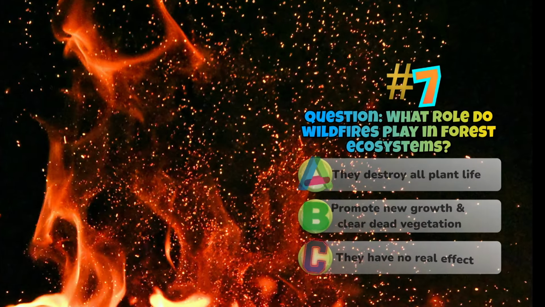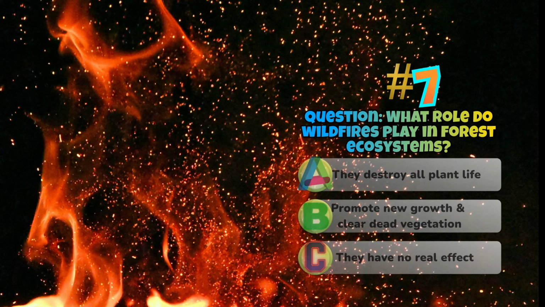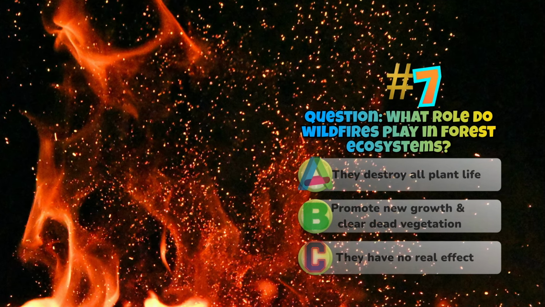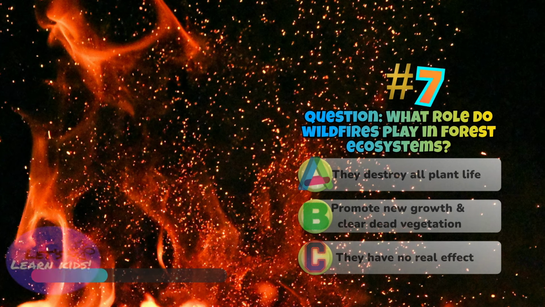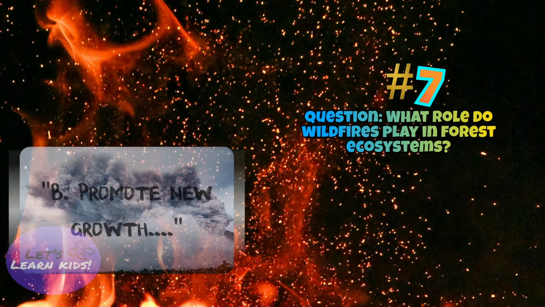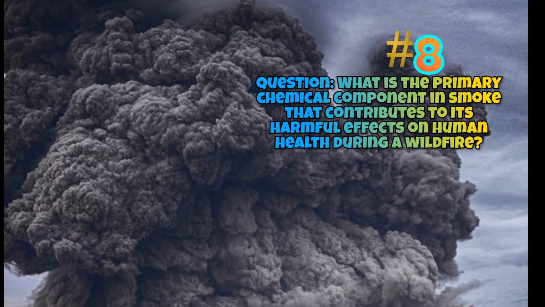7. Question. What role do wildfires play in forest ecosystems? A. They destroy all plant life. B. They promote new growth and clear dead vegetation. C. They have no real effect. Answer. B. They promote new growth and clear dead vegetation.